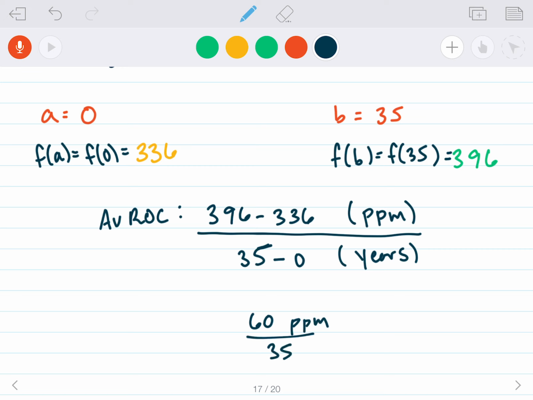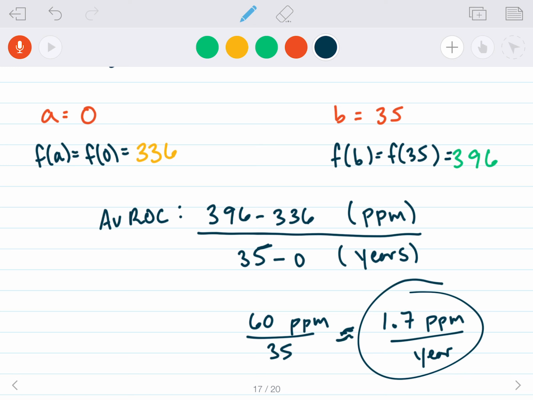Let's go ahead and simplify this as much as we can. And I'm just going to leave it, well, we can leave it as a decimal. Let's just say this is approximately 1.7 parts per million per year. So that's going to be our average rate of change there with units.